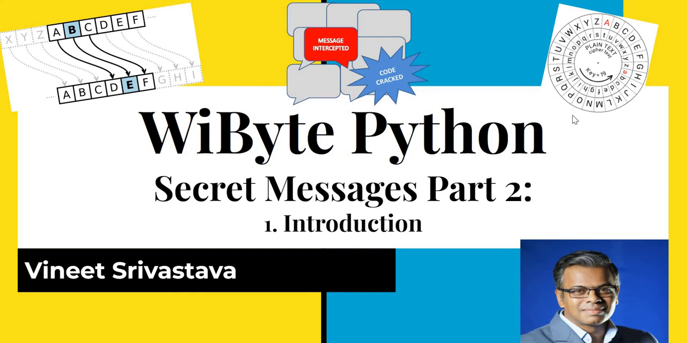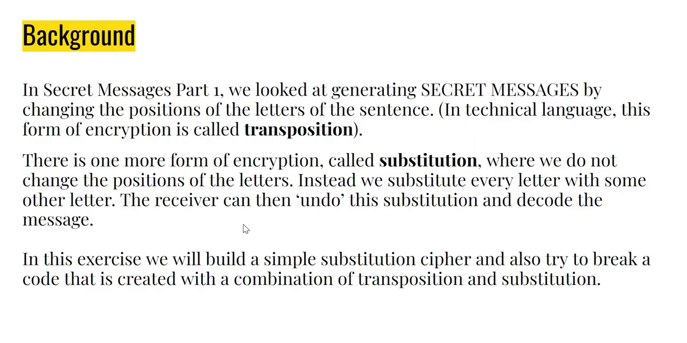One, we are going to build ourselves a Caesar Cipher. Now, Caesar Cipher is a different kind of encryption. In fact, it is what is called a substitution based algorithm. So if you look at whatever we did earlier, the messages were generated by changing positions of the letters in a sentence. Now this is called transposition.